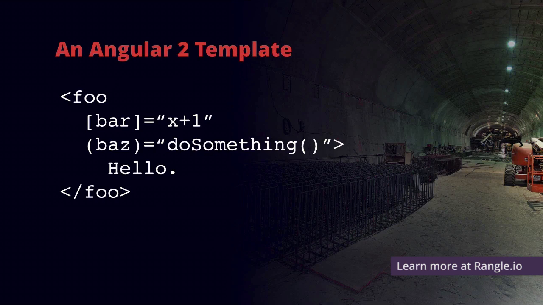And you have two things that you can do. You can specify that you want bar updated whenever the value of this expression changes, or whenever this observable, if that is what it is, fires an event. And you can also specify that if the buzz event happens, this is the function that needs to be called.